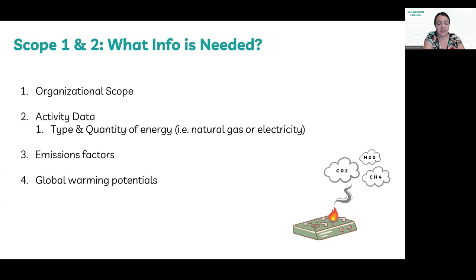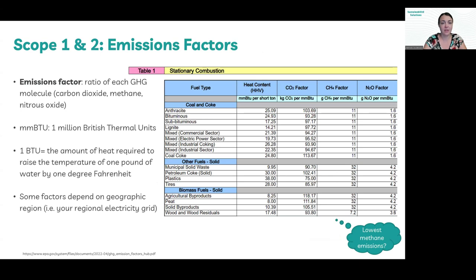Then you're going to need emissions factors for those energy sources, as well as global warming potentials for those energy sources. And I'm going to cover those here in just a minute. So what is an emissions factor? Remember, the vast majority of your scope 1 and 2 emissions are coming from your energy sources.